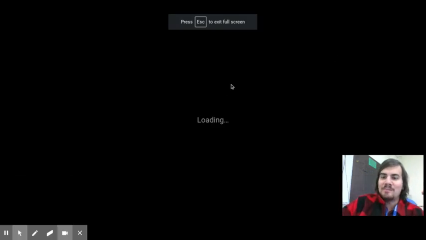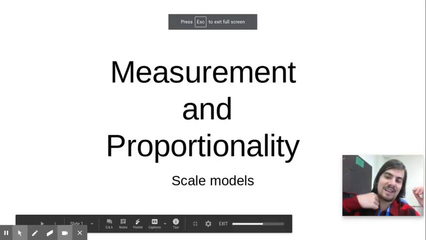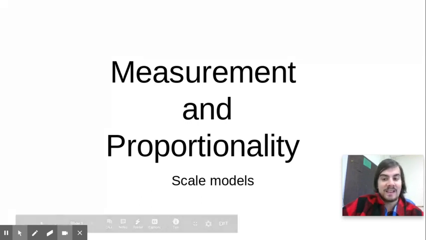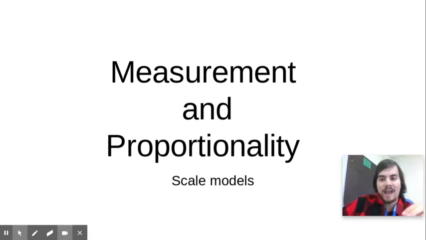The dreaded measurement and proportionality assignment. Many of you guys, this was work we did in class. We're gonna go over it. I'm gonna go through it pretty quickly, as I tend to do. Again, you could always go back, rewatch what I do, rewatch what I say.